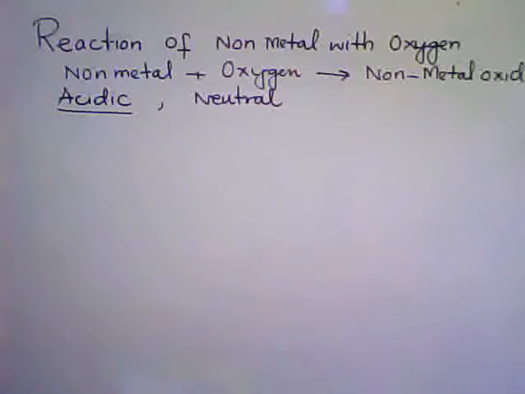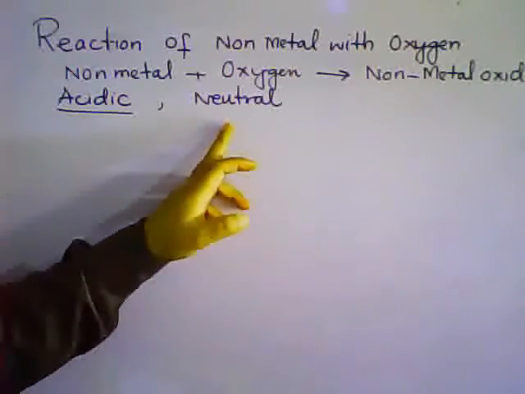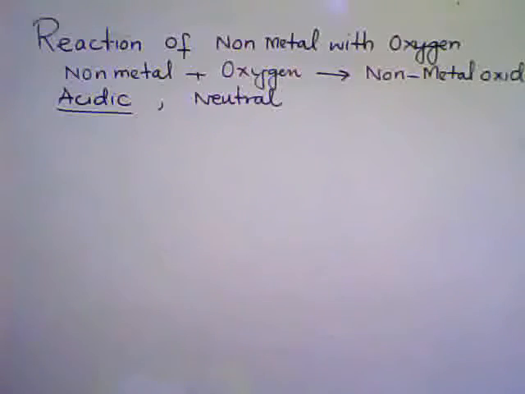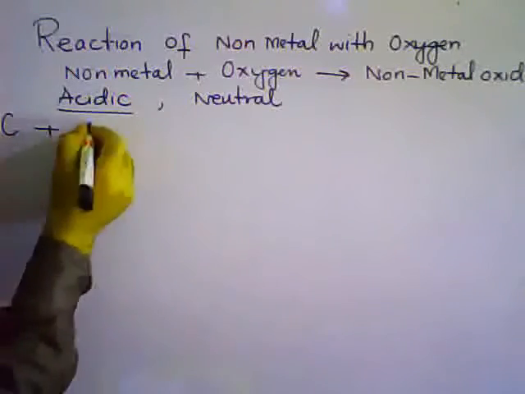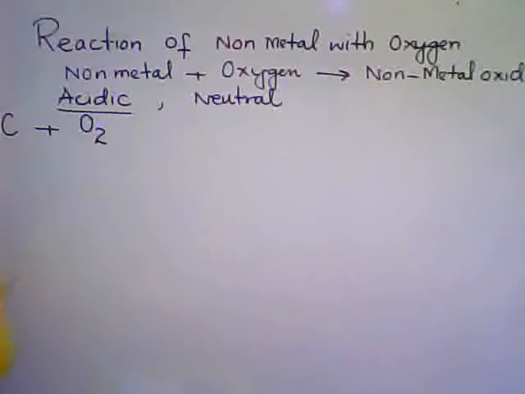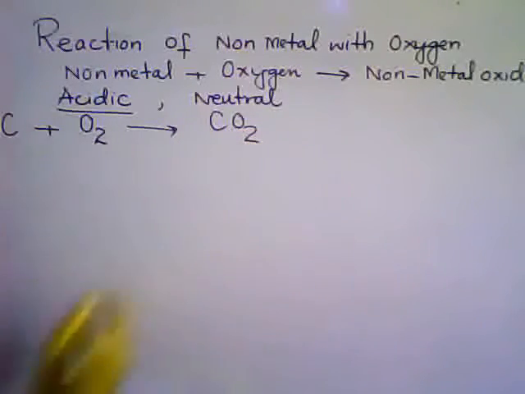So dear, we now have non-metal oxide, and this non-metal oxide in nature can be acidic, it can be neutral. So first of all, we'll see which non-metal is making an acidic or a neutral oxide. First of all, we will take carbon. This carbon is reacting with oxygen in a particular condition, meaning we have to heat it or burn it, and it will form an oxide that is known as carbon dioxide.